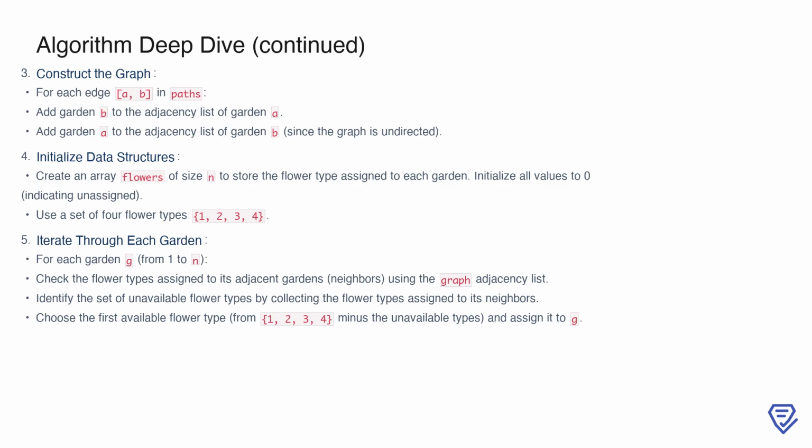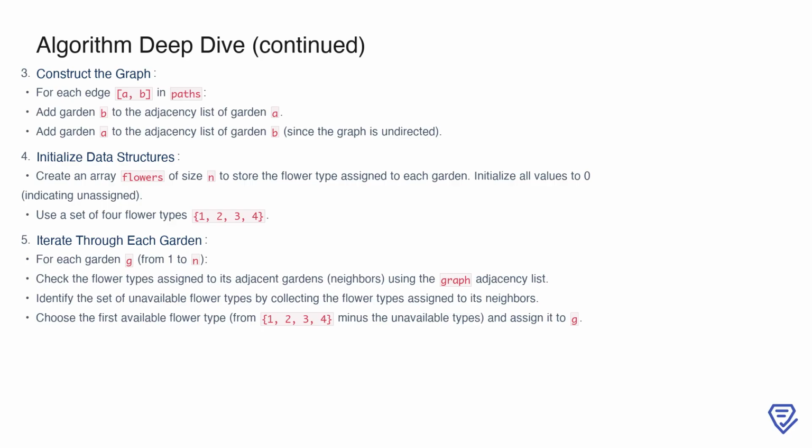For each pair, A, B, in the paths list, we add B to the adjacency list of A and vice versa, since the graph is undirected. With the graph structure ready, we can initialize our data structures. First, we create an array flowers of size n, where each index represents a garden, and we initialize all values to 0, indicating that no flowers have been assigned yet. We also prepare a set of 4 flower types, 1, 2, 3, 4, which represent the available choices.